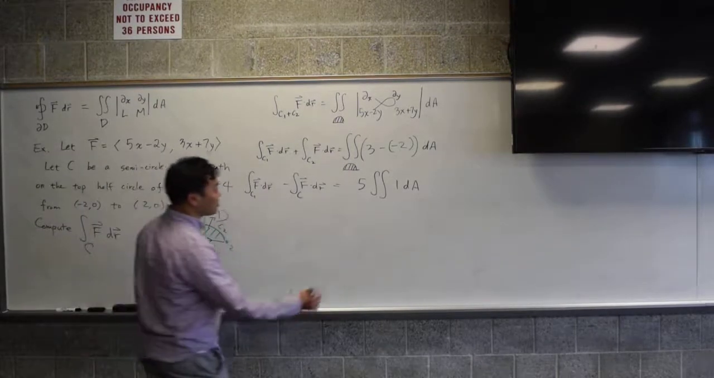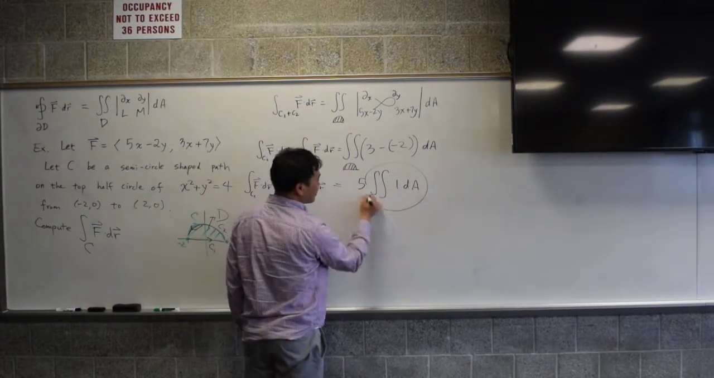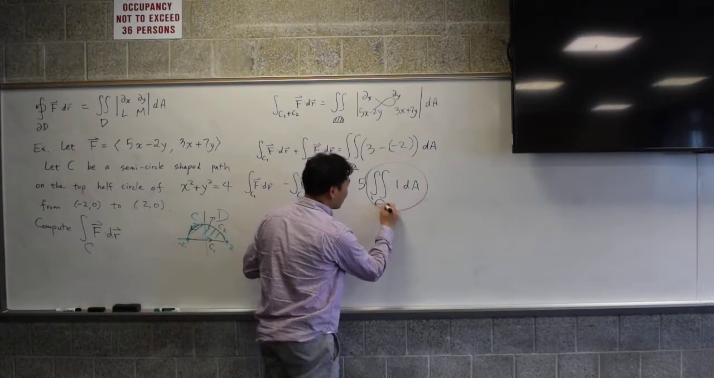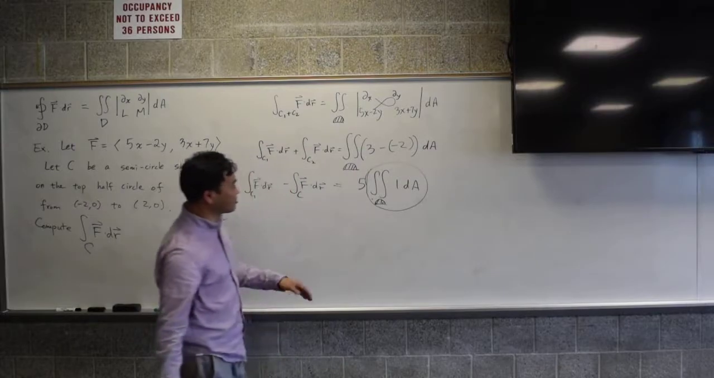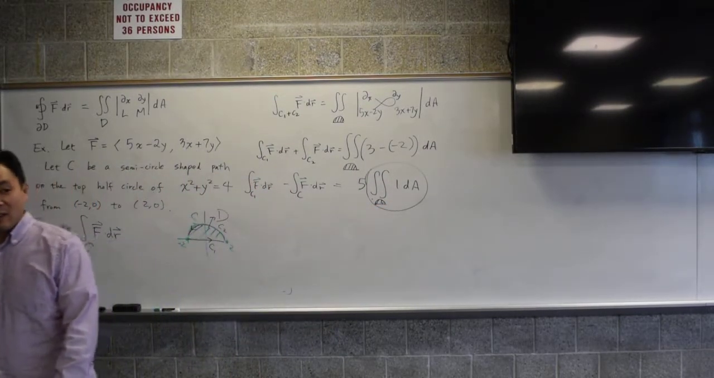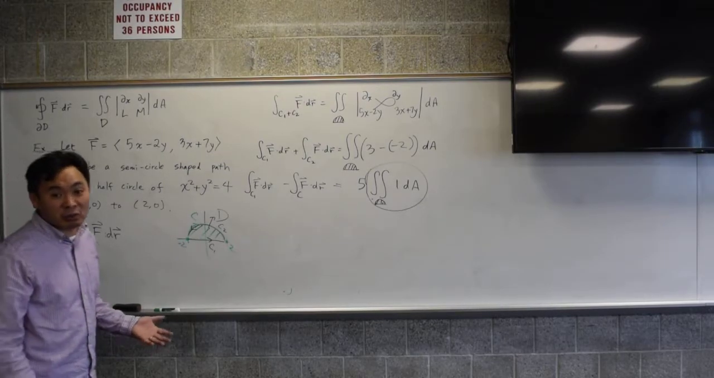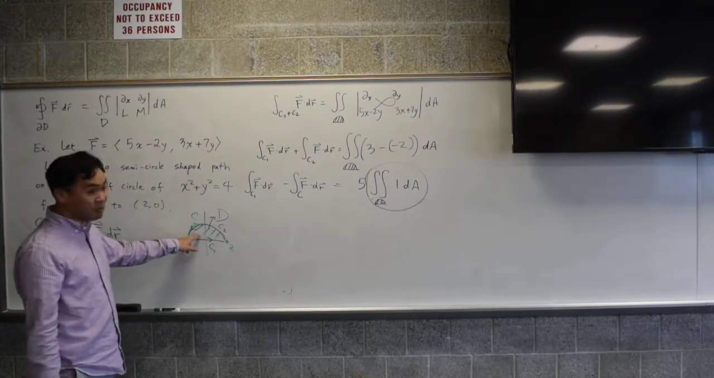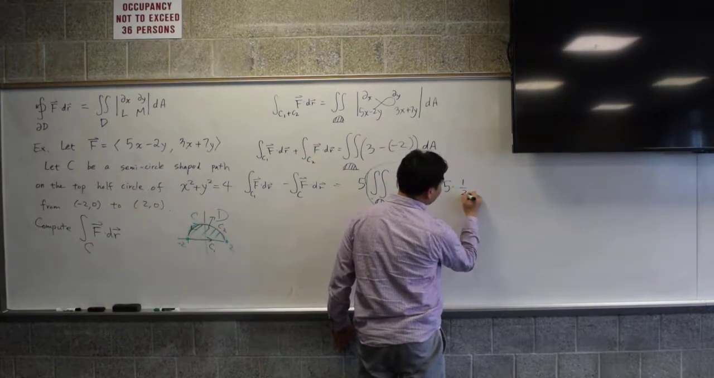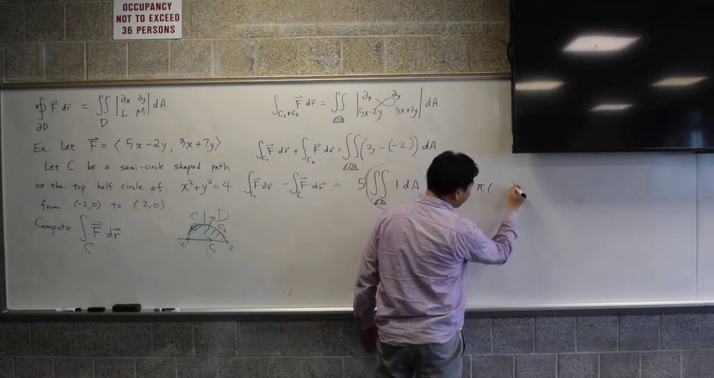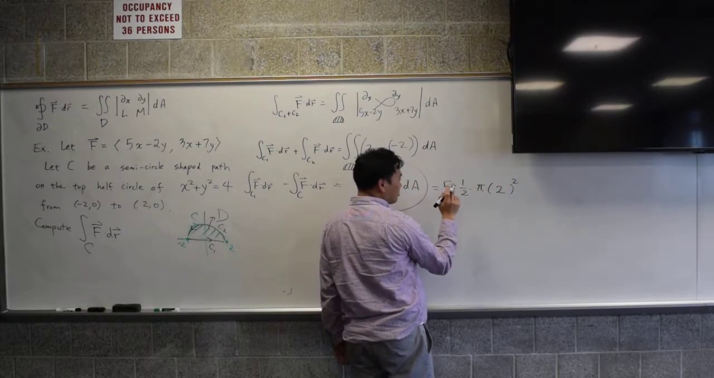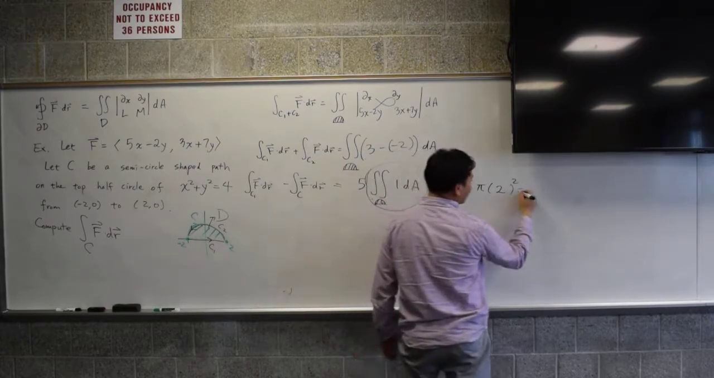What's the area of this? Oh, I said it, but what is this thing? It's the area, right? If you integrate 1 over the region, you get the area of the domain. What's the area of this thing, by the way? 1/2 of the pi r squared. Pi r squared is the area of the entire circle, but we have half of this, right? So you get 5 times 1/2 of pi times, what's the radius? 2. 2 squared is 4. 4 divided by 2 is 2. 2 times 5 is 10, so we get 10 pi.